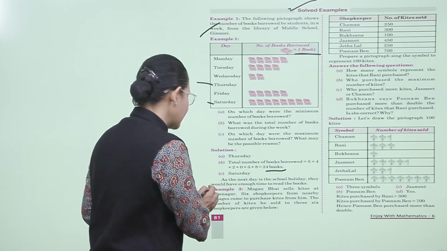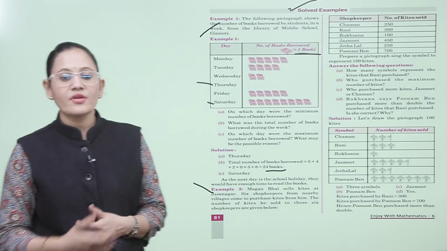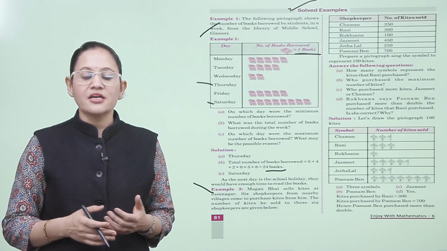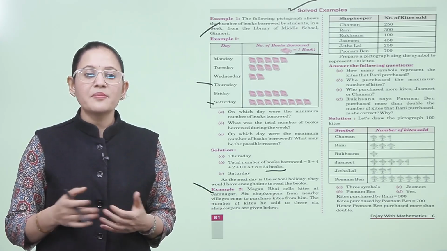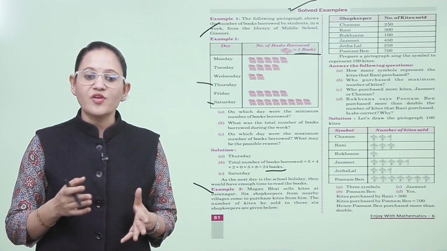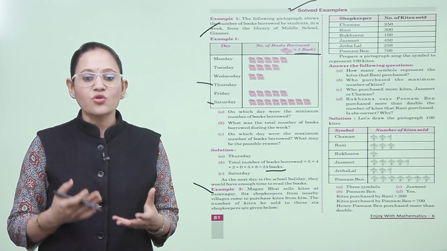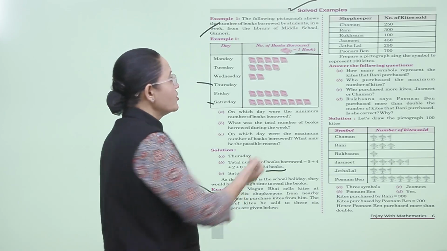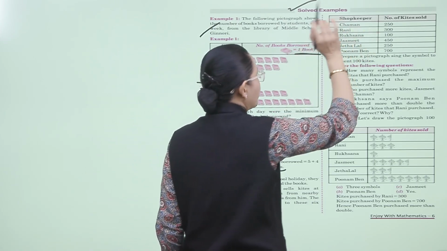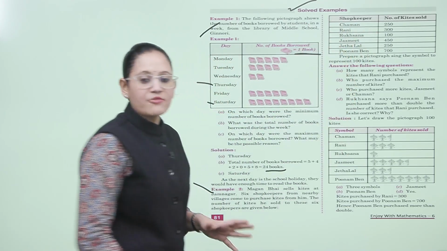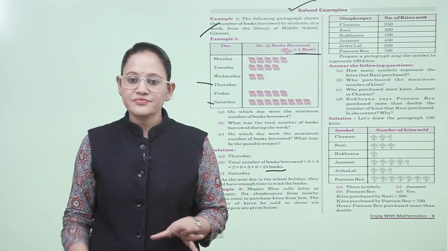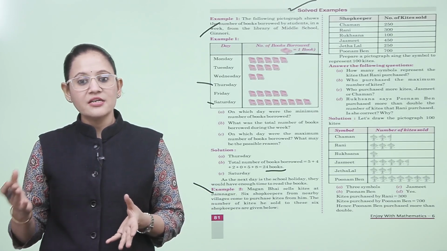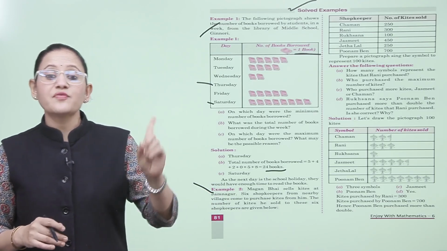Now we'll take another example. Magan Bhai sells kites at Jamnagar. 6 shopkeepers from nearby villages come to purchase the kites from him. The number of kites he sold to these 6 shopkeepers is given below. So, these are the shopkeepers and the number of kites sold to them. Now, we have to prepare a pictograph using a symbol to represent 100 kites. So, one symbol is for 100 kites.